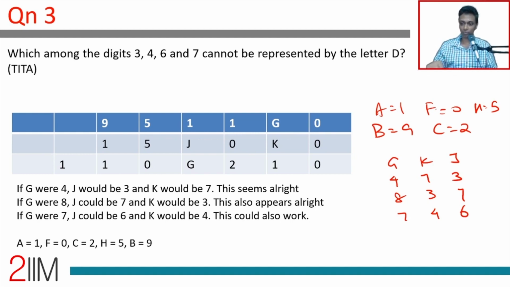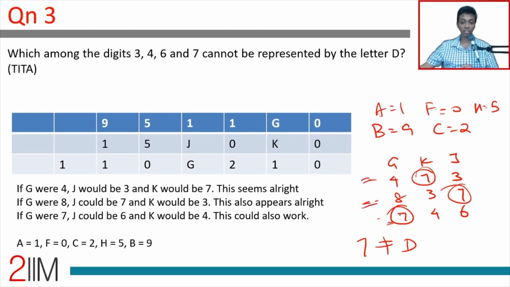Right, so think about this. In all of these sequences, what features for sure? GKJ has to be one of those 3, so the other letter D cannot be that number. 7 sits here, here and here, so 7 is not equal to D. D could be 3, 4, or 6, with GKJ being one of the sequences, but D cannot be 7. One of G, K or J has to be 7, so the answer is 7.